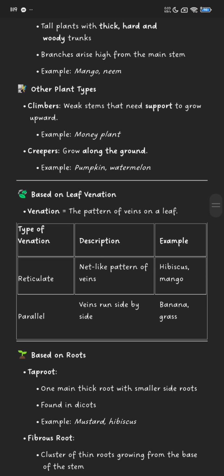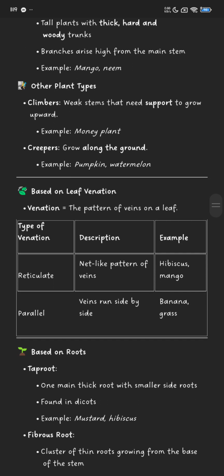Other plant types. Climbers: weak stems that need support to grow upward, for example, money plant. Creepers: grow along the ground, for example, pumpkin and watermelon.